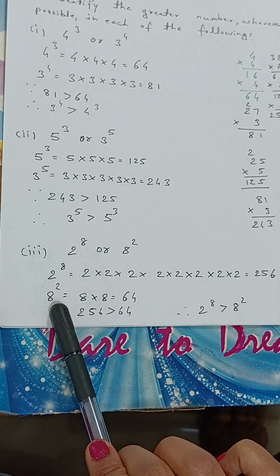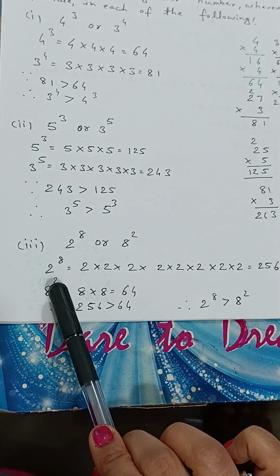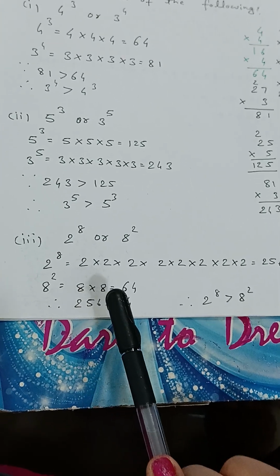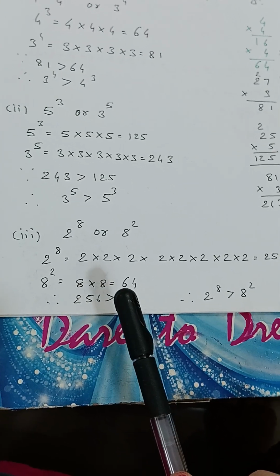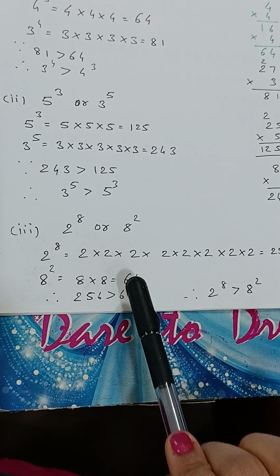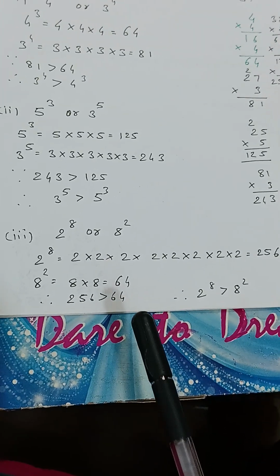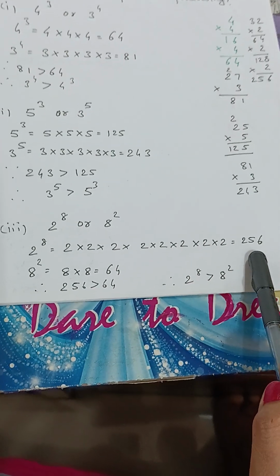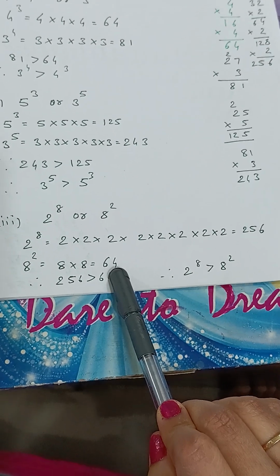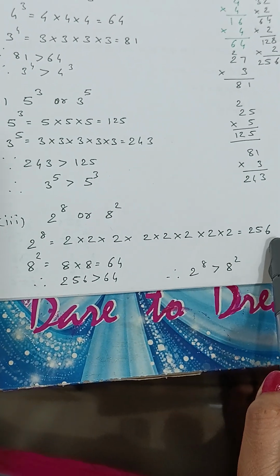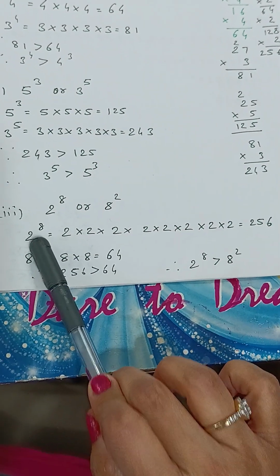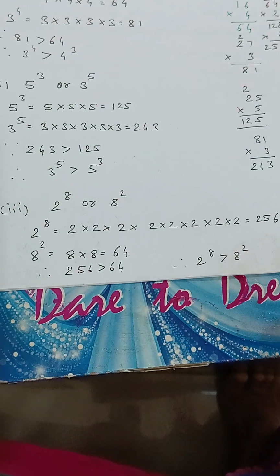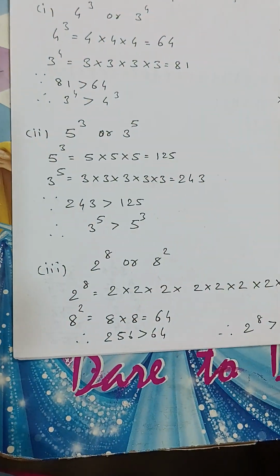And the other number is 8 raised to the power 2, where you will multiply 8 two times. 8 into 8, which will come to 8 8s are 64. So since 256 is greater than 64, that's why 2 raised to the power 8 will be greater than 8 raised to the power 2. Okay, let's move on to the next question.